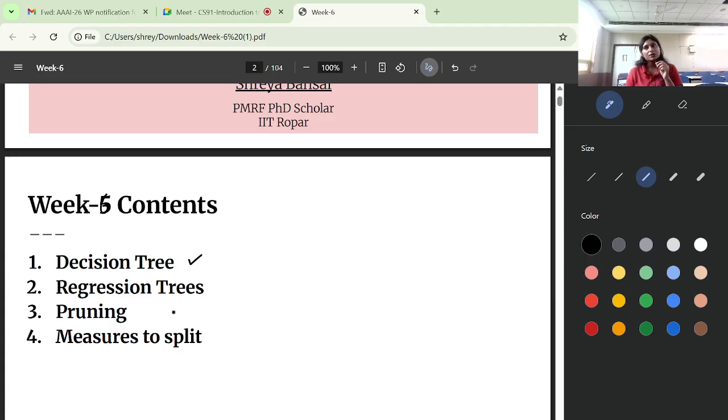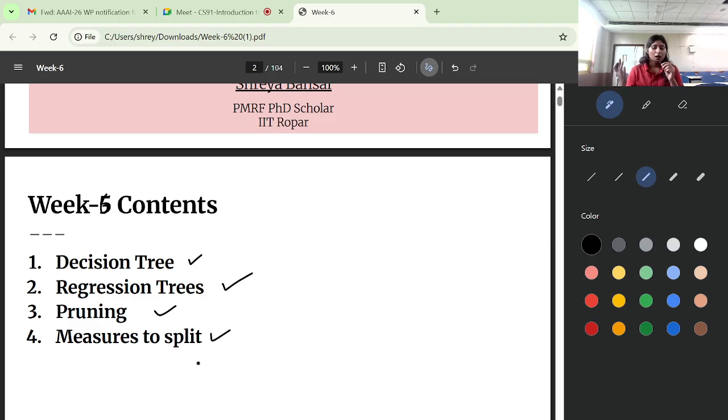So decision tree is one of the algorithms, like we have studied support vector machine. It can be used for regression as well as classification. We will be seeing how it works as regression trees or classification trees, what is pruning and what is splitting. So basically this whole week's content is completely dedicated to decision trees. First of all, let me give you a recap.